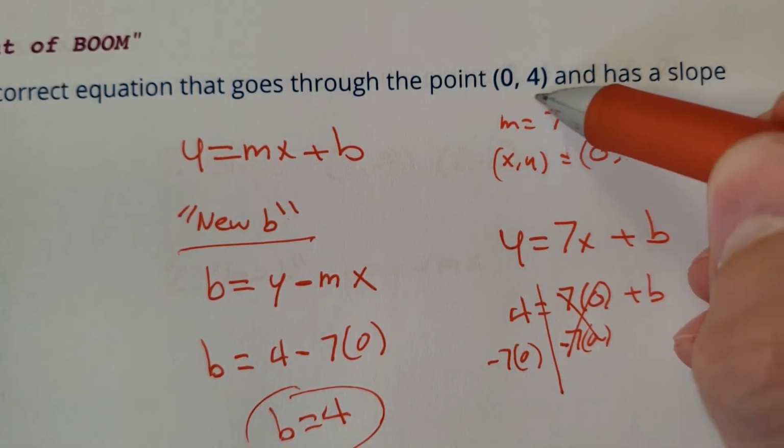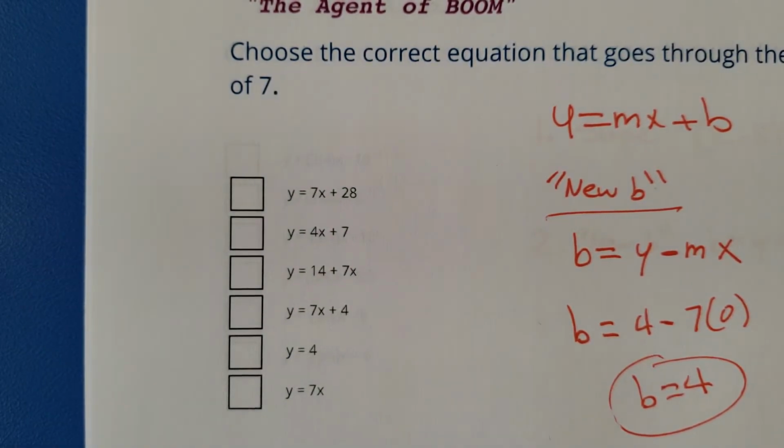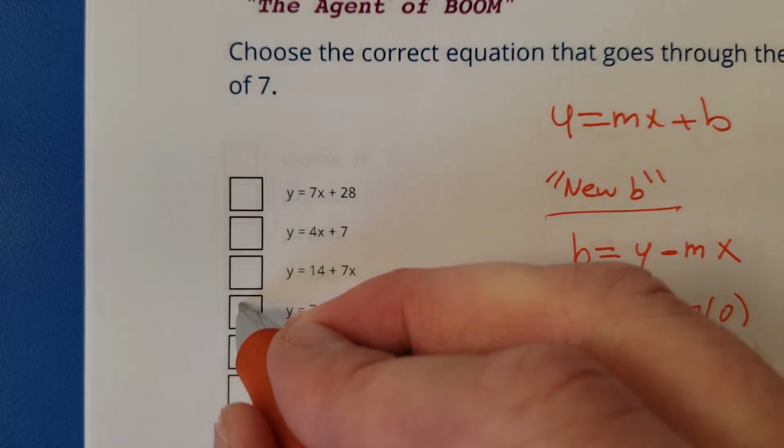So, hey, look, I have my slope and I have my y-intercept. It should be y equals 7x plus 4, and there you are.